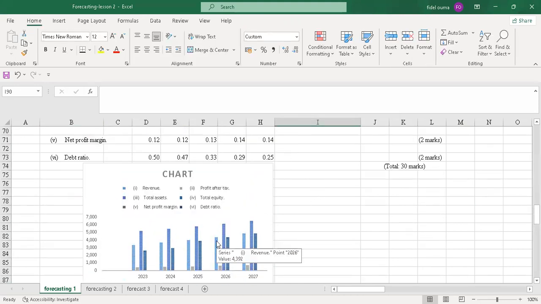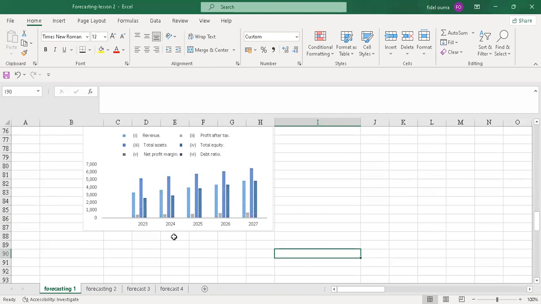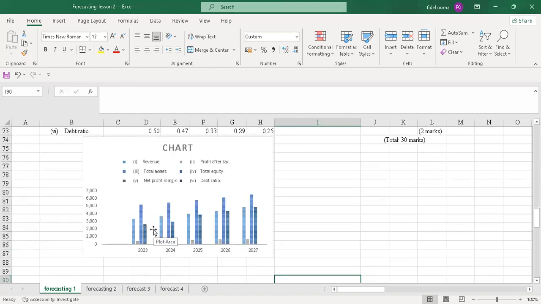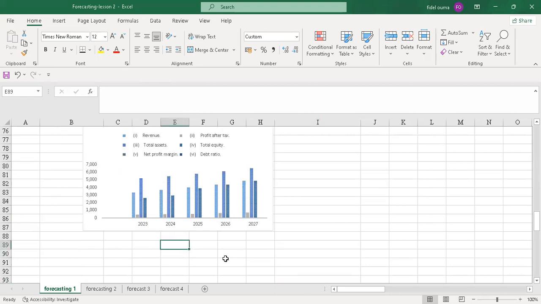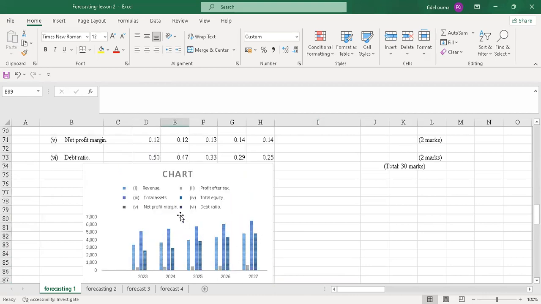Yeah. So with that, you are done with that question and you score your 30 marks. And this is a compulsory question. Yeah, so you have an added advantage by scoring 30 marks on this question.